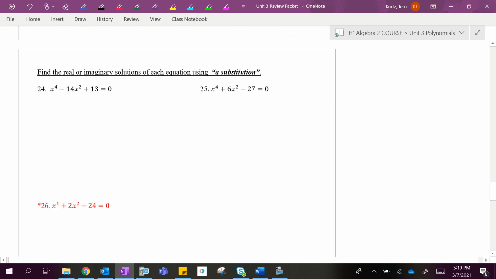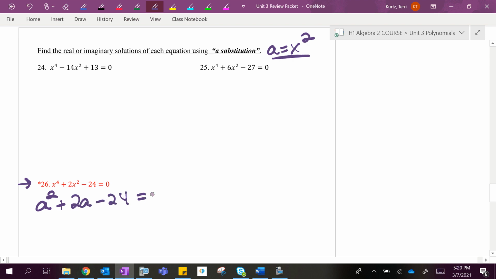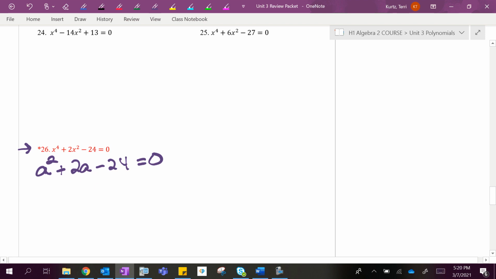Okay. A substitution. Again, another method we learned where the key here is to let a equal x squared. So I'm going to again do the red one down here. If I use this substitution, then x to the 4th can be written as a squared. 2x squared can be written as 2a minus 24. Now it becomes a quadratic that I can easily factor. What multiplies to negative 24 adds to 2, which would be a plus 6, a minus 4.